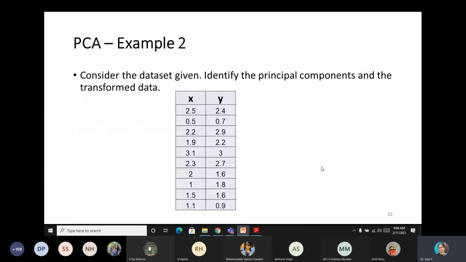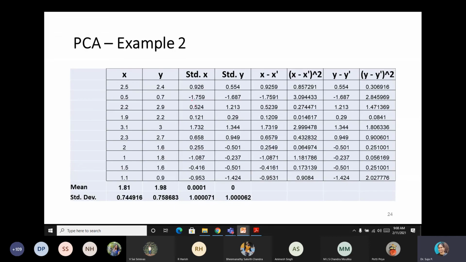So now we'll move on to the next example. I will quickly go through the next example also. It is the same procedure, only the data is different. So instead of 4 features, here there are only 2 features. The mean of x is 1.81, mean of y is this, then the standard deviation of x and standard deviation of y. And then this is the standardized data set.